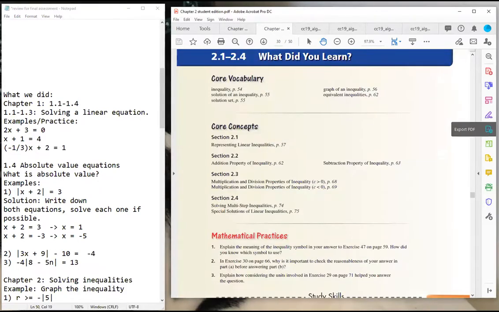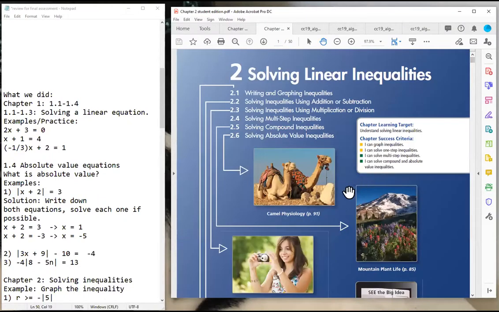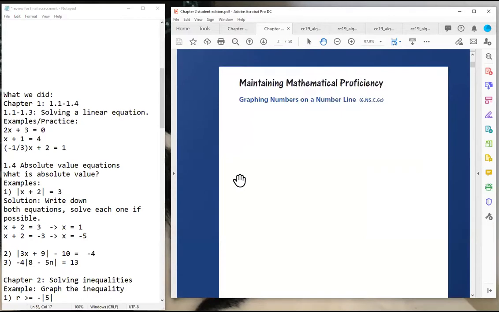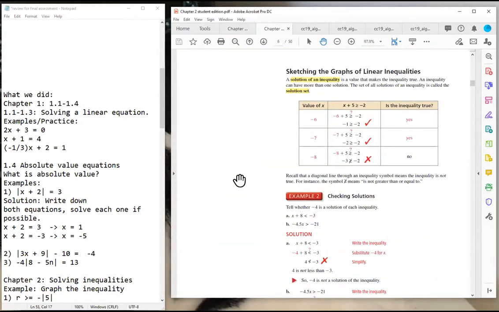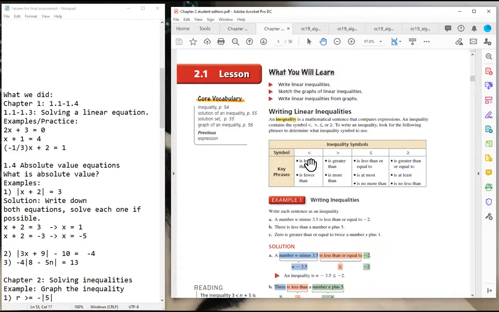So to go on to chapter 2, what did we look at? I think we did 2.1 to 2.4. And chapter 2 is all about these inequalities. So first, well, first we have to make sure we remember what all these symbols mean. Less than, bigger than, less than or equal to, or bigger than or equal to.